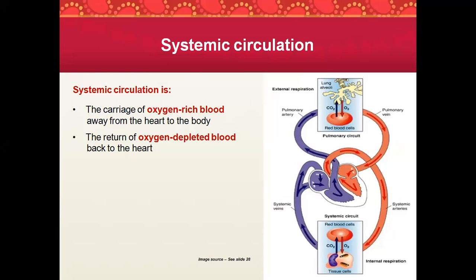Now coming to the systemic circulation. Systemic circulation carries oxygen-rich blood away from the heart to the body, and then the return of oxygen-depleted blood back to the heart. So the oxygen-rich blood will be carried away from your heart to the body.